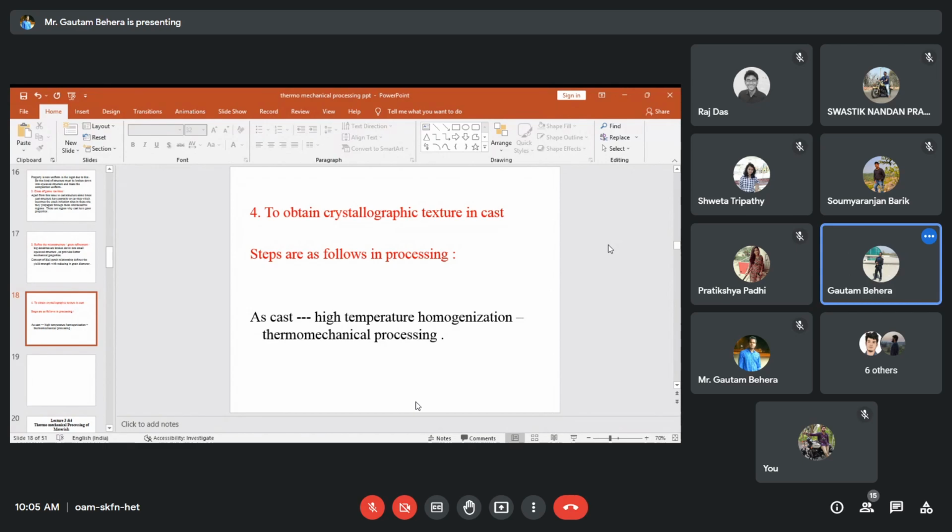Okay, so I will end this topic. You can see the steps in processing are as follows: as-cast structure, then high temperature homogenization, then thermomechanical processing.